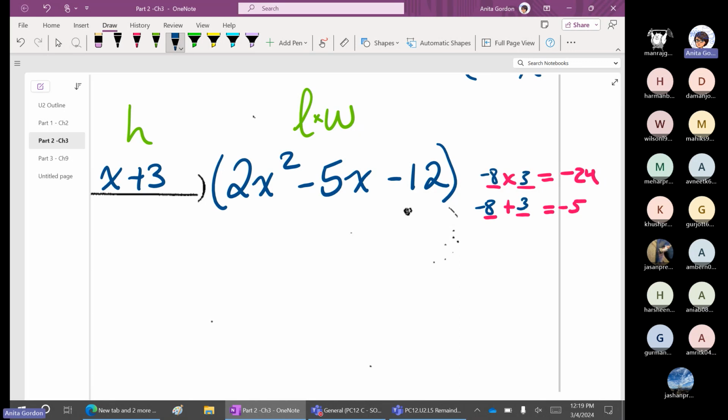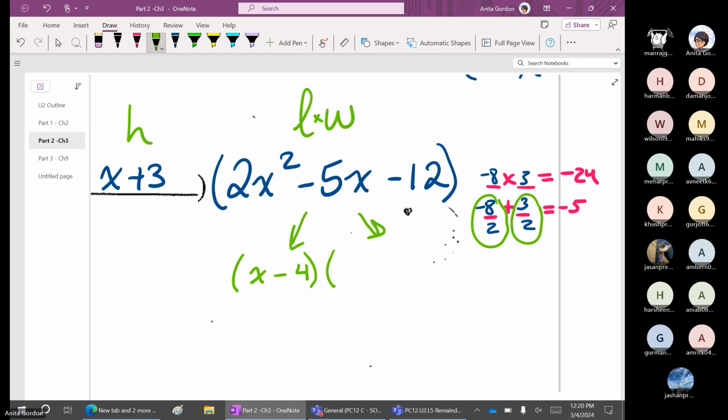Okay, in my shortcut method, if my leading coefficient is not 1, what do I need to do? Divide by 2. So that means I can further factor this into x minus 4. That represents negative 8 divided by 2. What about here? How do I write 3 halves?